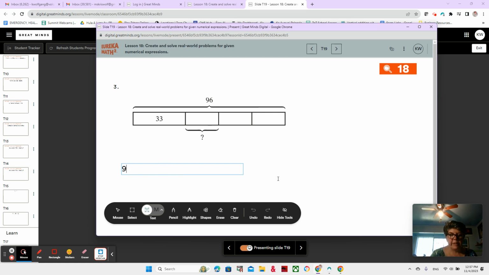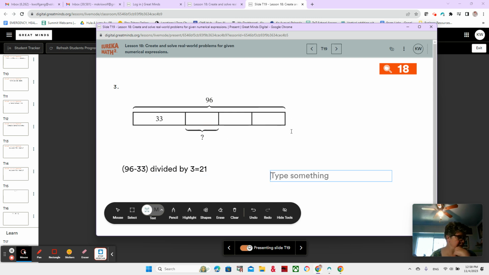But 96, parentheses, 96 minus 33, close parentheses, and divided by 3, right? Okay, does that make sense? So what would that be? 96 minus 33 would be 63. 63 divided by 3 would be 21. Yeah, so each one gets 21. So 21 would go in each of these boxes.